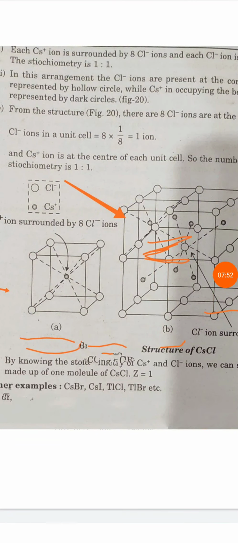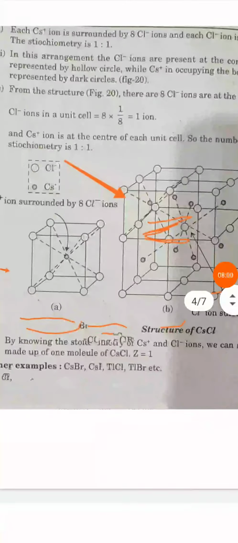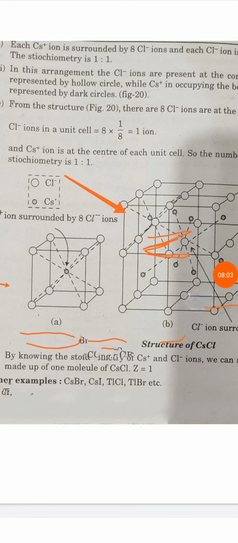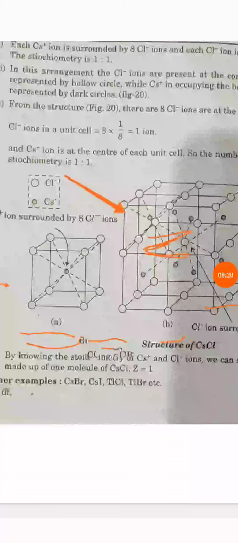By knowing the stoichiometry of cesium and chloride ions, we can say that a unit cell of cesium chloride is made up of one molecule of cesium chloride, that is Z is equal to 1. Cesium ion is surrounded by 8 chloride ions, and it is shown in structure A, and structure A is a unit cell of structure B, and in structure B we have shown the whole of the unit cell.